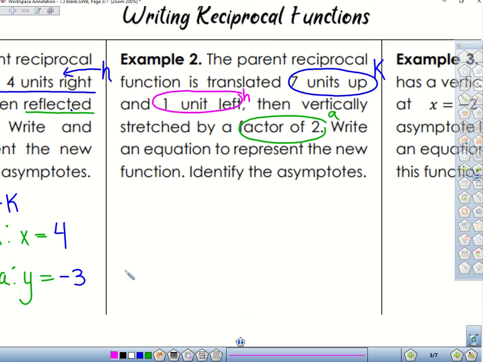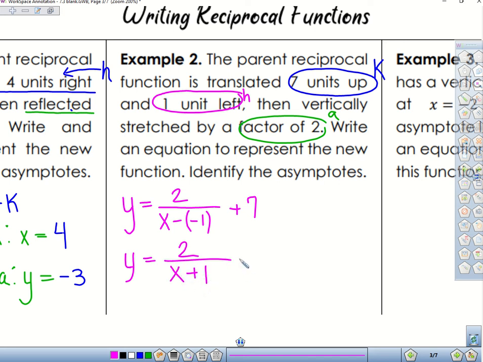Identify the asymptotes. So, the equation is going to be y equals 2, because your a value, over x minus, now if you're going to the left, that means you're going in the negative direction, right? Minus a -1, and then it's up, so plus 7. Now, when I subtract a -1, what's going to happen there? I'm going to add it. Good, it's going to become positive, okay? So if you're going to the left, it's always going to become a plus, and if you're going to the right, it's always going to become a minus in the end of the problem, once you have that formula. So you can always keep that in mind as we go through.